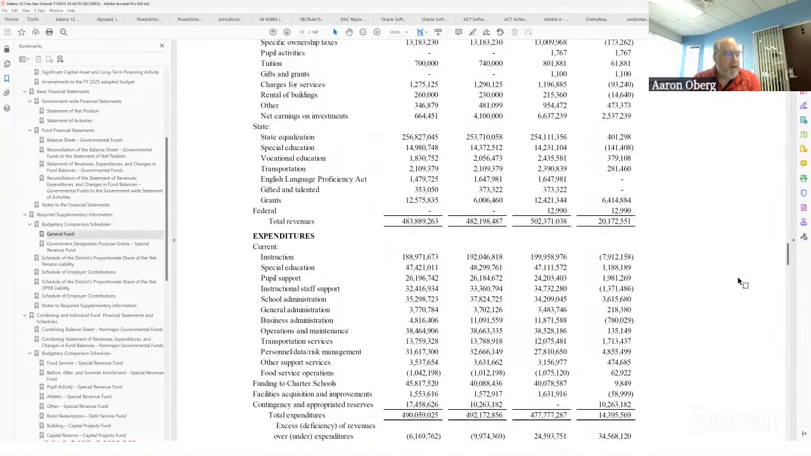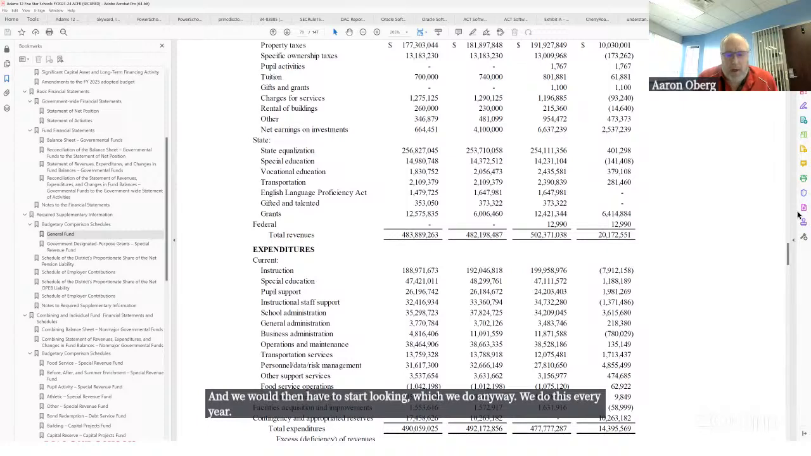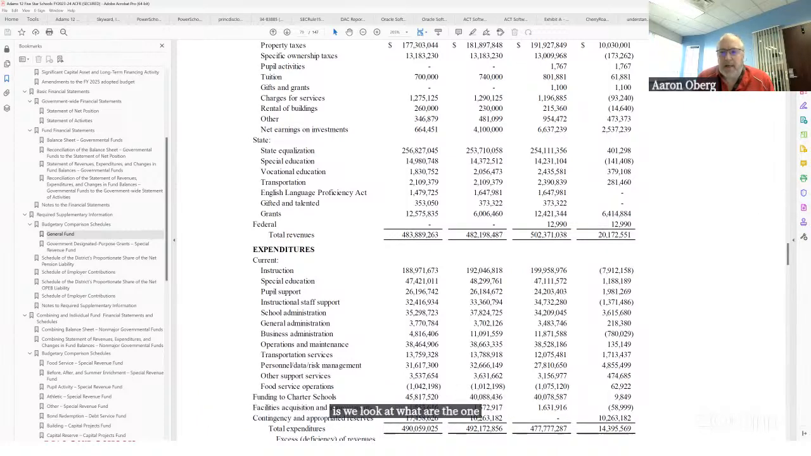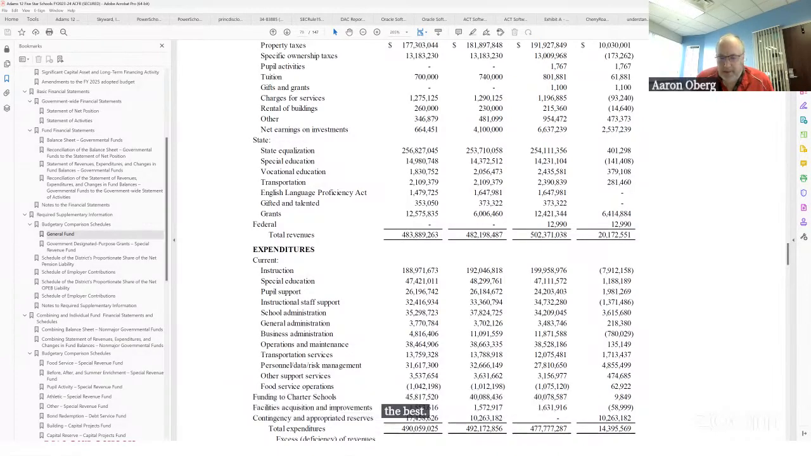And we would then have to start looking, which we do anyway, we do this every year, at what are the one-time revenues that can be spent on one-time expenditures. The best representation of that was ESSER funds. All one-time money. If anyone spent that on salaries and benefits, the money went away. So it's very difficult to keep that salary and benefit growing.